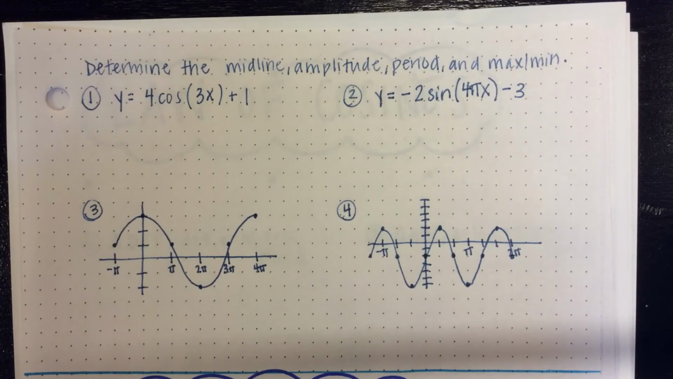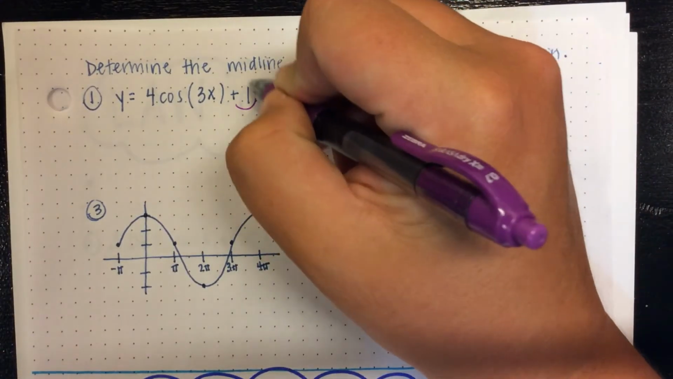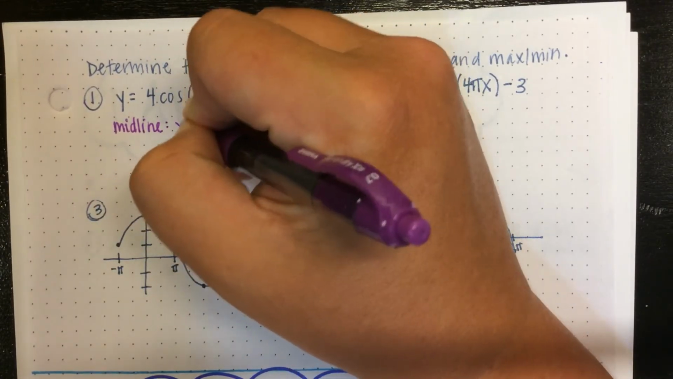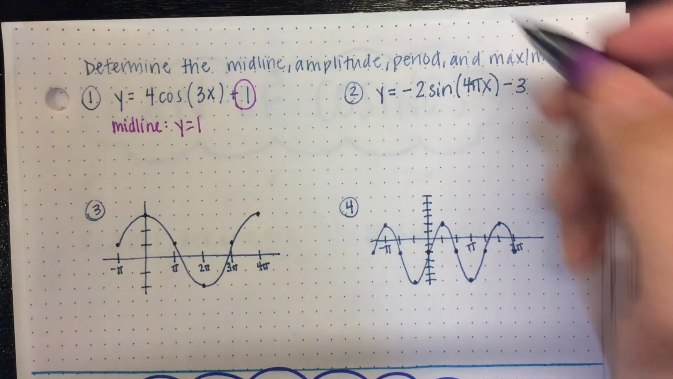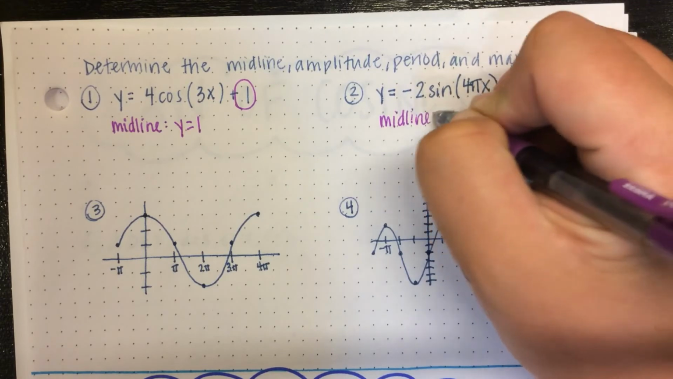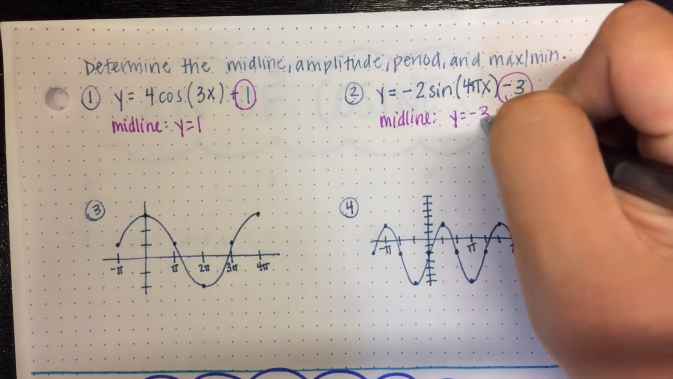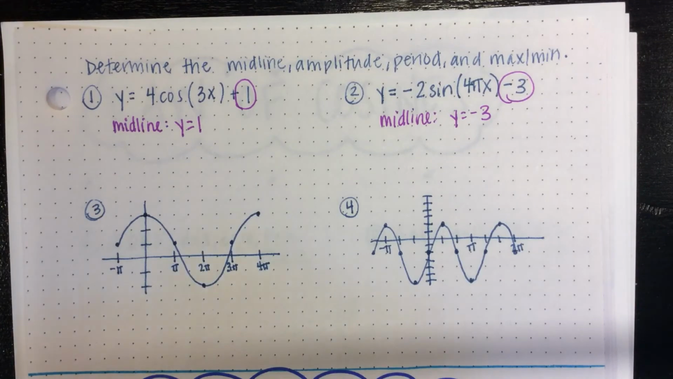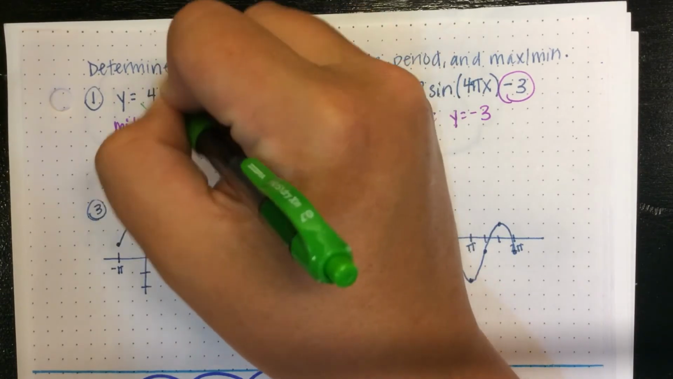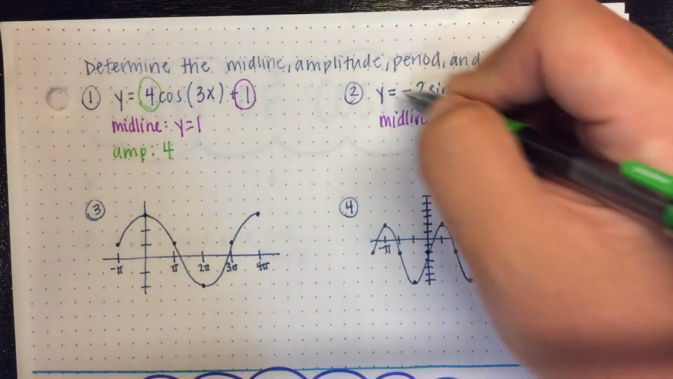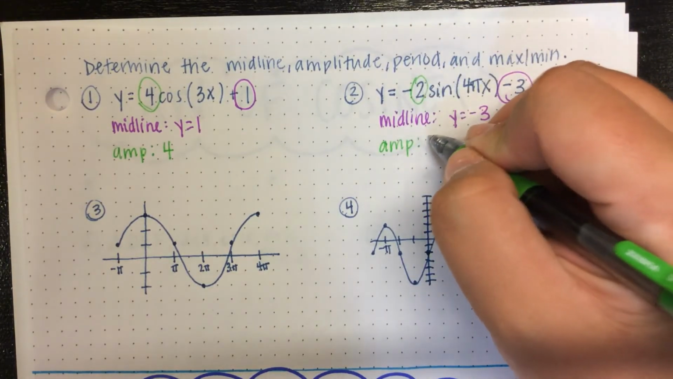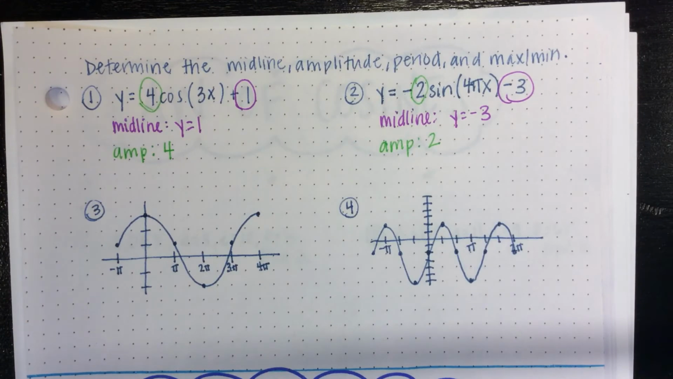So to begin with, I'm going to start with the midline. Right off the bat, I know that my midline is at y equals 1. It's always at y equals. Okay, and then over here, y equals -3. So your midline's always that K value, right? Amplitude is always the first number, so my amplitude is 4. Okay, and again, this one, ignore that negative. That negative just means it's reflected. So my amplitude here is a 2.